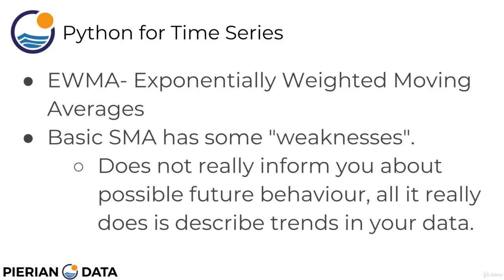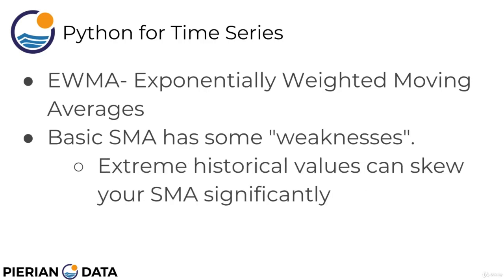The other issue of SMA is that, in reality, it doesn't really inform you about possible future behavior. All it really does is describe general trends in your current data. And extreme historical values can skew your SMA significantly. So if you're trying to model economic data and there was a recession, then that dip is going to be reflected for the entirety that the window passes over that recession, which may or may not be accurate.